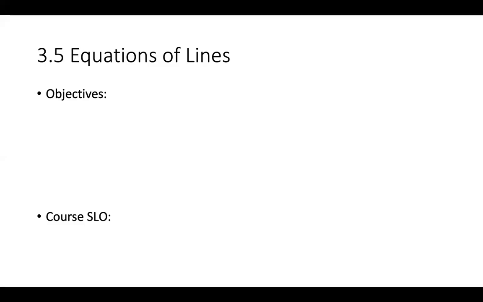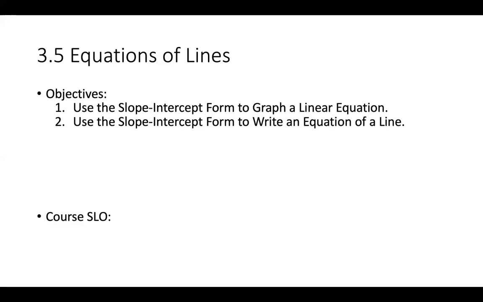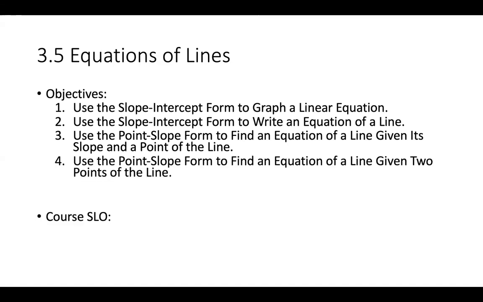We are continuing with Chapter 3, and today we're looking at Section 3.5 on equations of lines. In this section, we'll use the slope-intercept form to graph a linear equation. We'll use the slope-intercept form to write an equation of a line. We'll use the point-slope form to find an equation of a line given its slope and a point on the line. We'll also use the point-slope form to find an equation of a line given 2 points on the line.